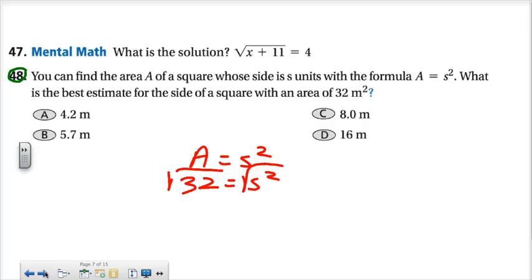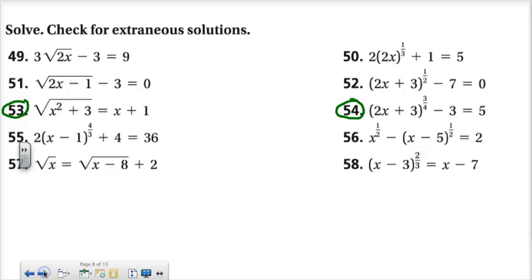So we'd grab a calculator, or we could sit and think about it for a little while. The square root of 32, well, that's bigger than 5. 5 squared is 25, but it's not as high as 6 because 6 squared is 36. So I don't even need a calculator because the only thing it could possibly be is 5.7 meters. Obviously, if this is on the ACT or something, you're going to use your calculator just to make sure that you have the best estimate with that one, but in this case, we can just reason our way there.